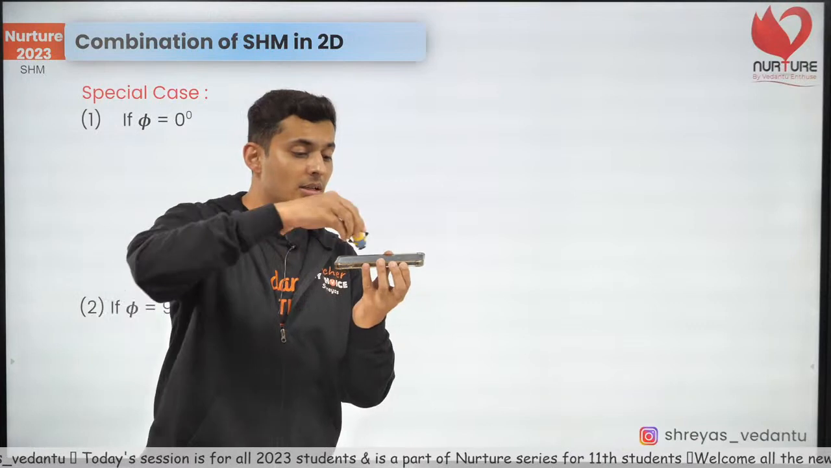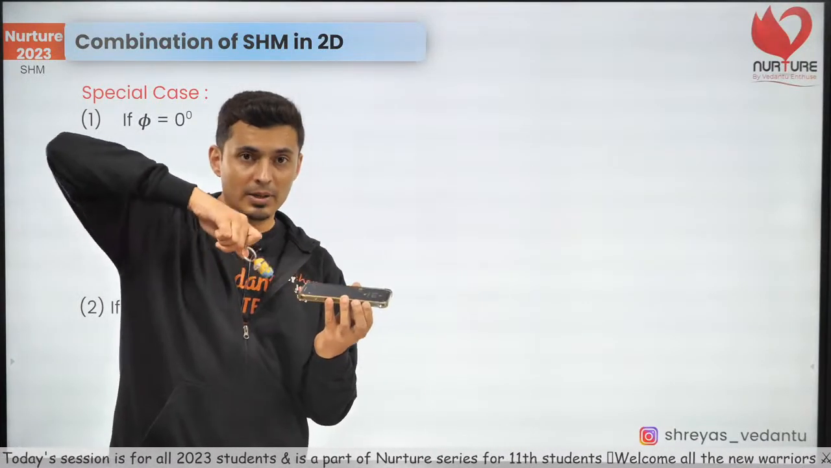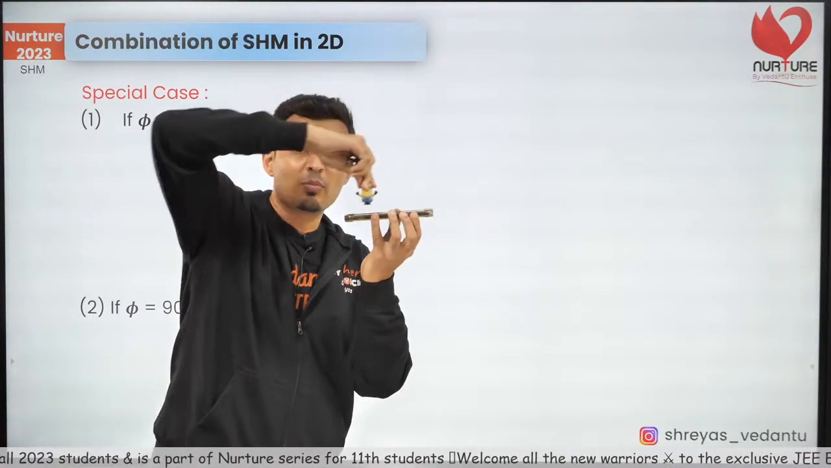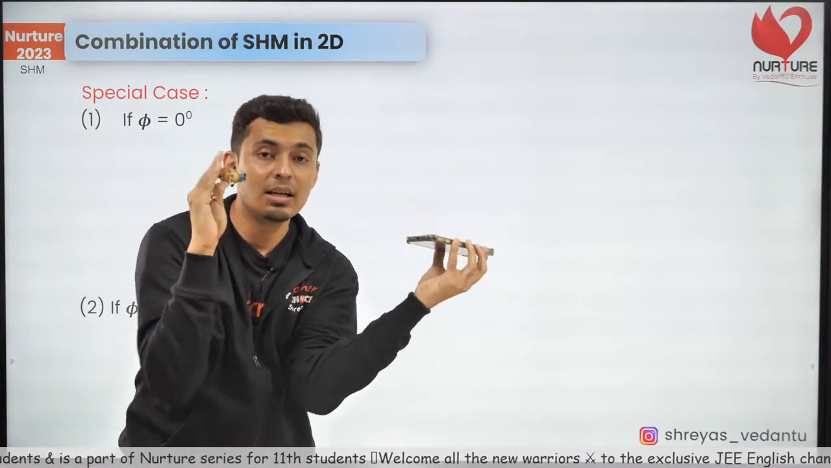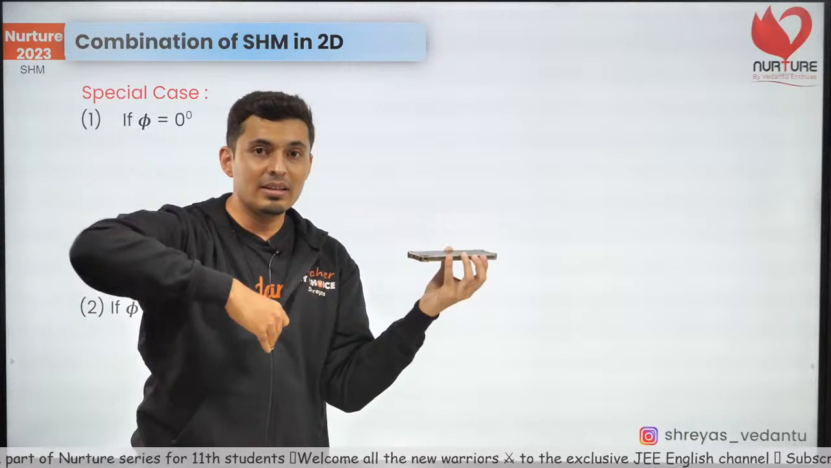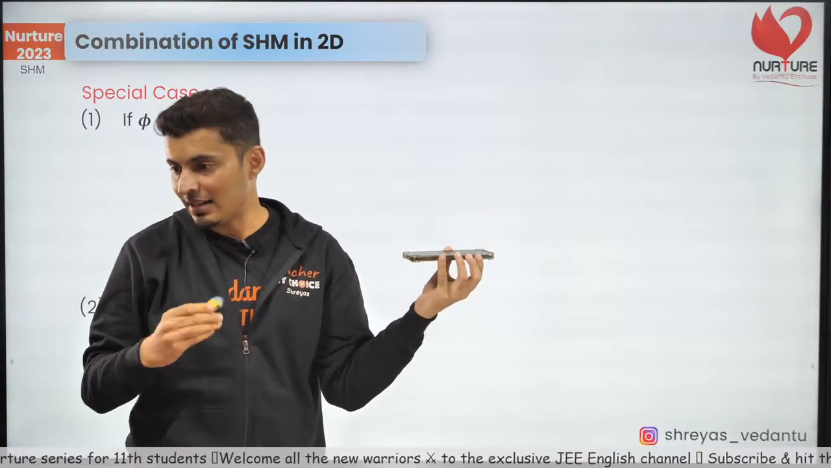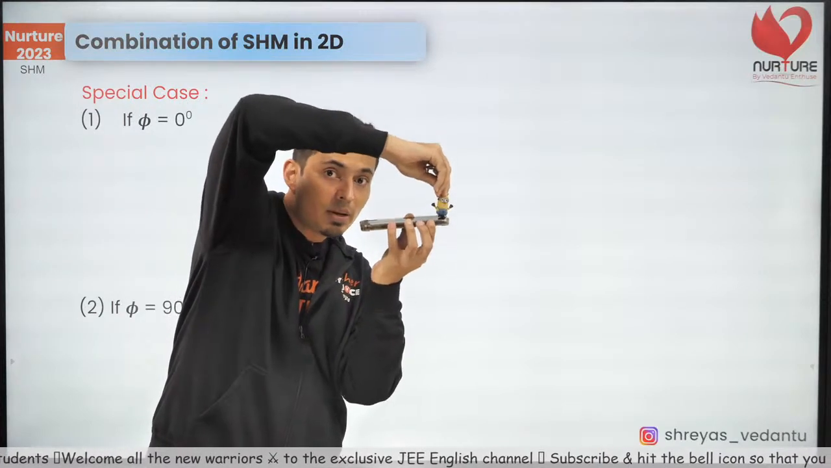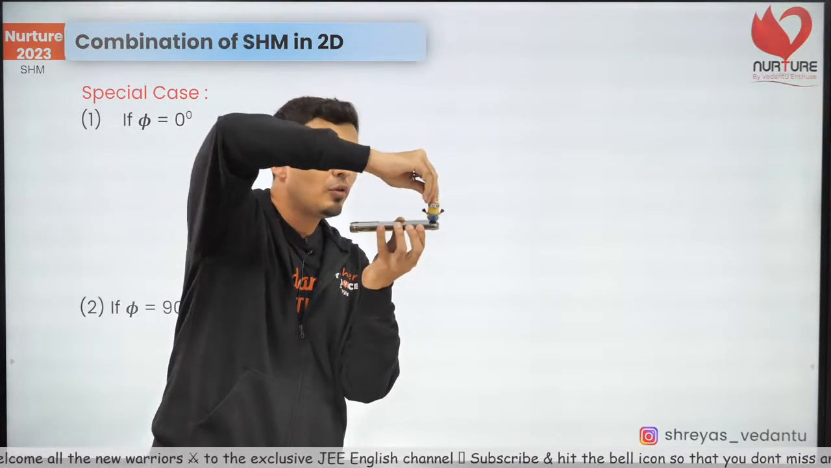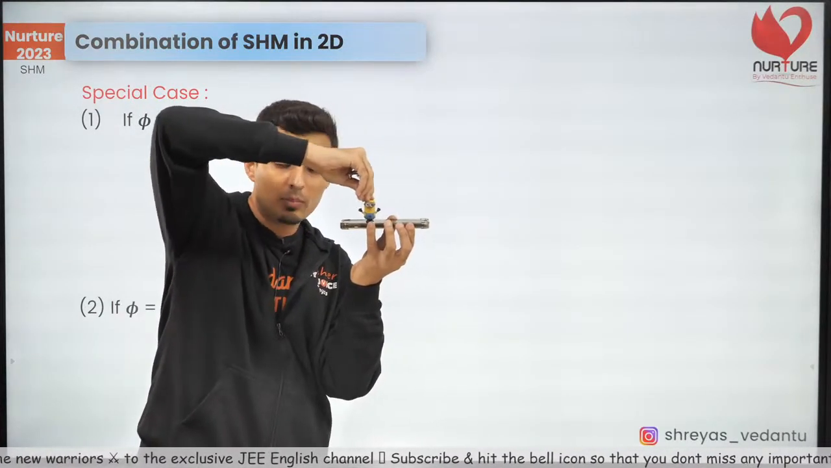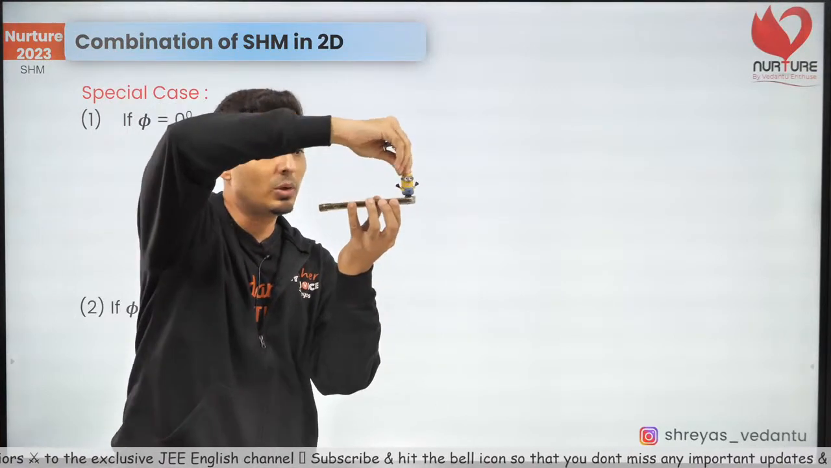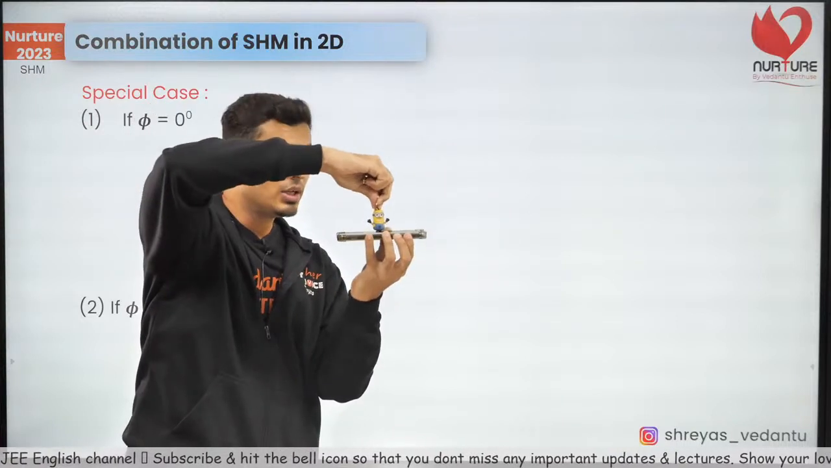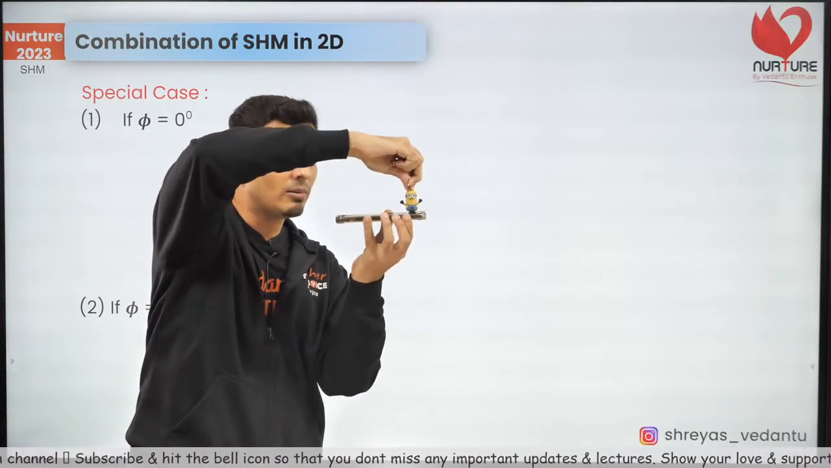Phi is 90 means the platform is still trying to go up, but Pandu is already at the extreme. Phase difference of 90 degrees means if one is at mean, the other is at extreme. So Pandu is at the extreme, platform is at mean. Pandu will try to come towards the mean position, but the platform will go up. So if the platform goes up, Pandu comes to the mean position.